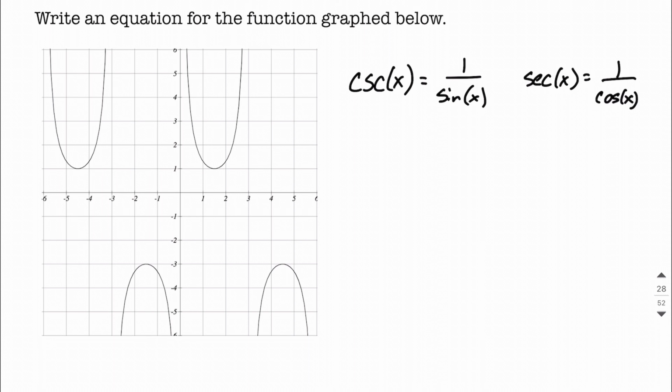Okay, scary graph, find its equation. It's either going to be a cosecant or secant. What I like to do is think about these in terms of sine and cosine using their reciprocal functions. It's the best way, I think, for me to remember which one is which.